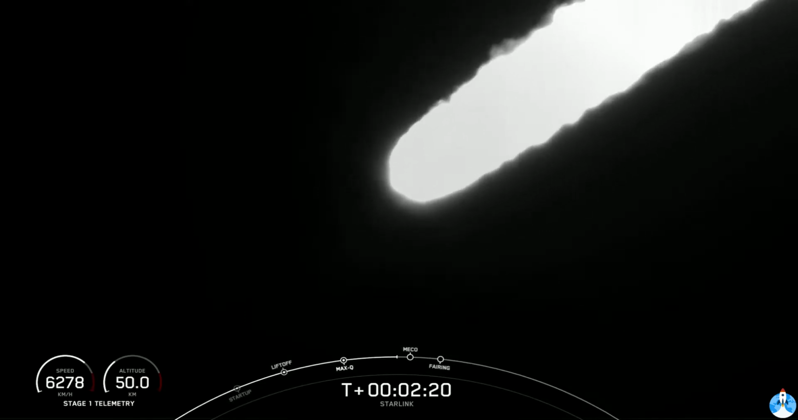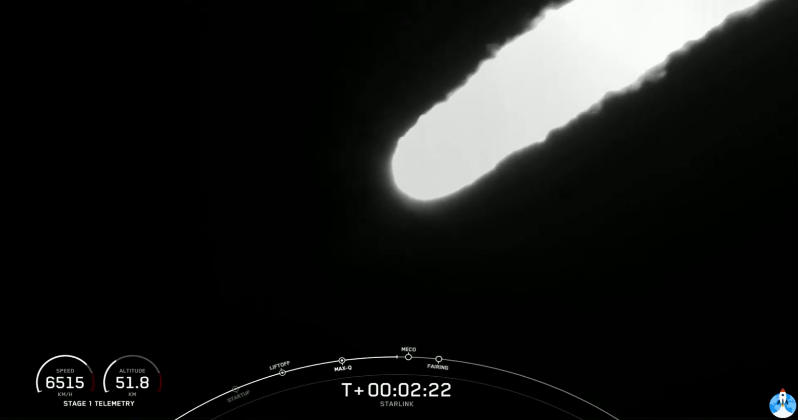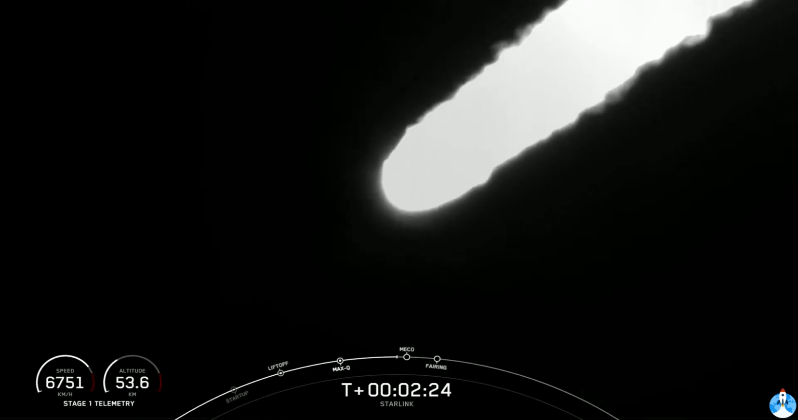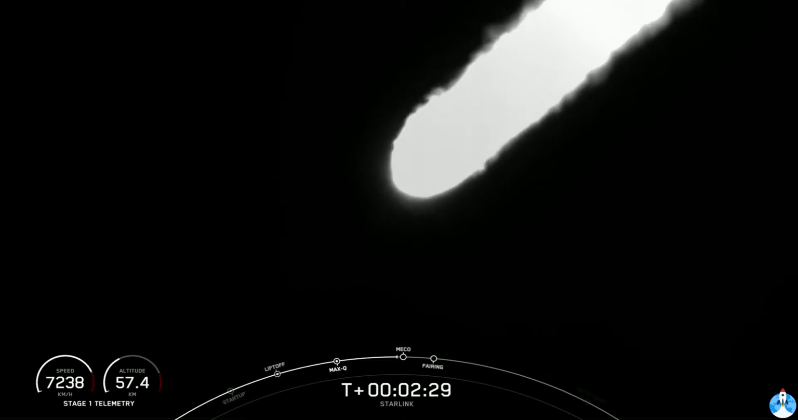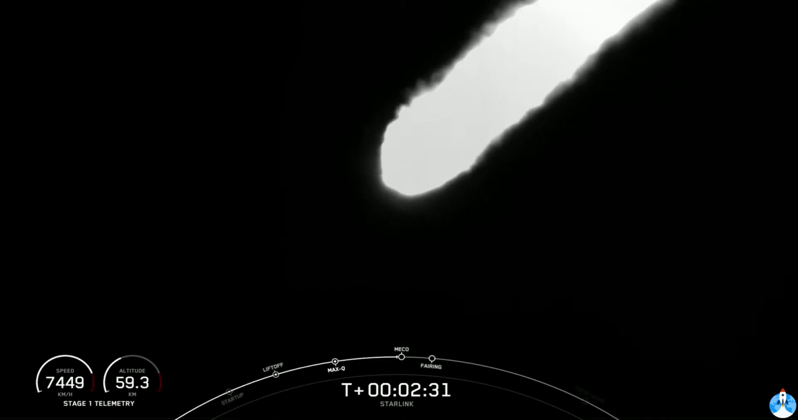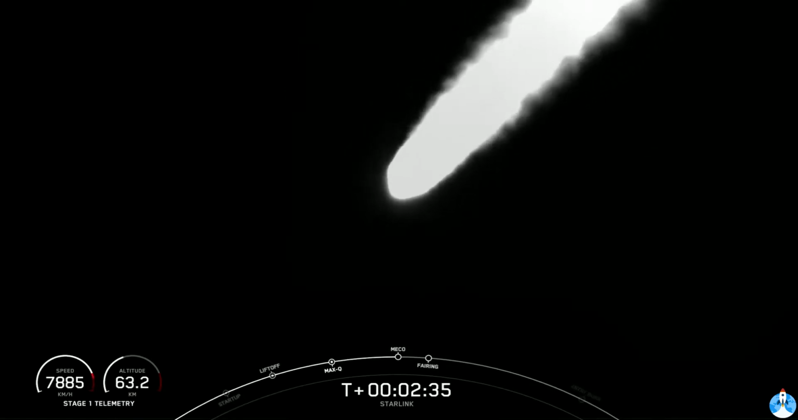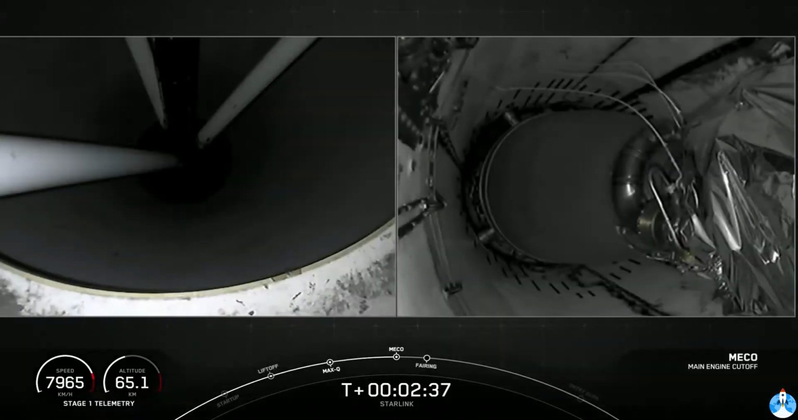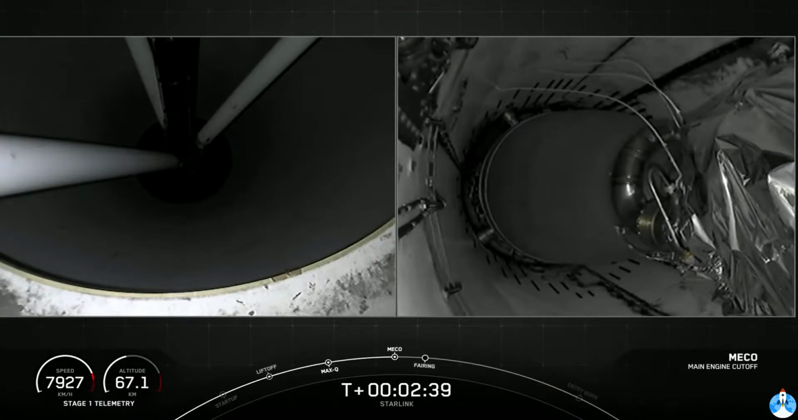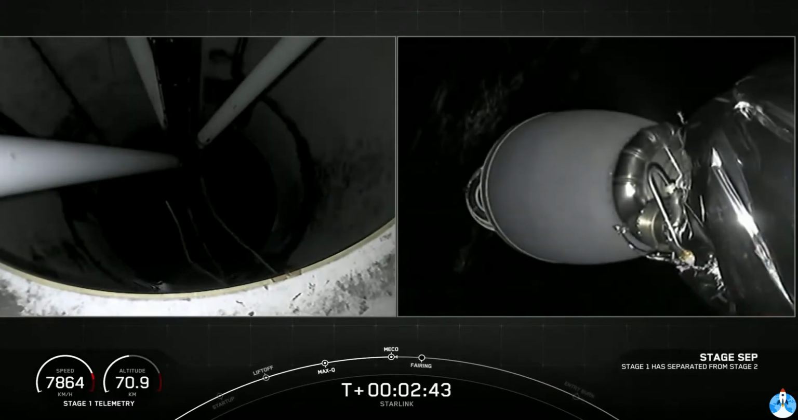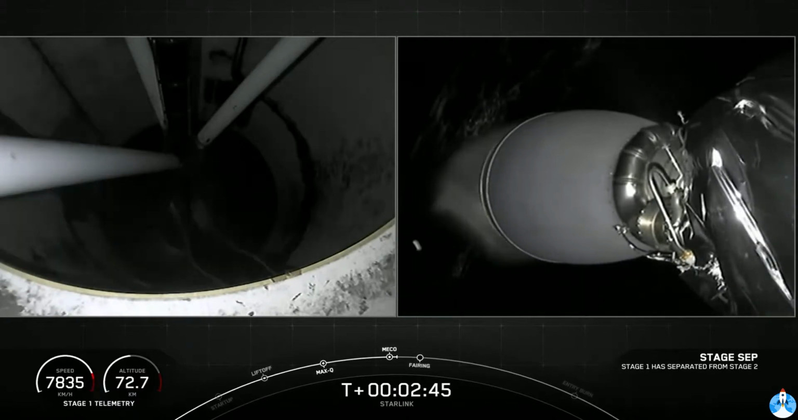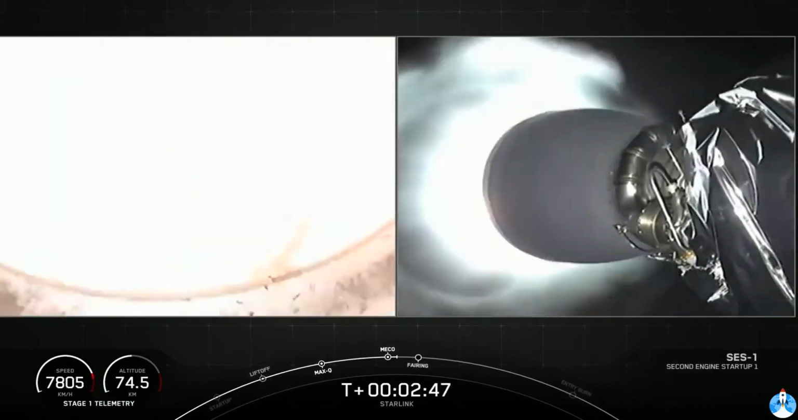Now we're just about 10 seconds or so away from those 3 events. That is MECO, stage separation, and SES-1. MECO. Stage separation confirmed. MVAC ignition.